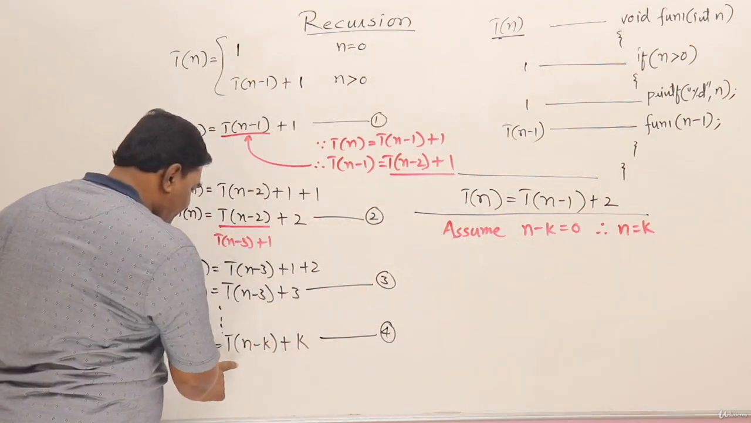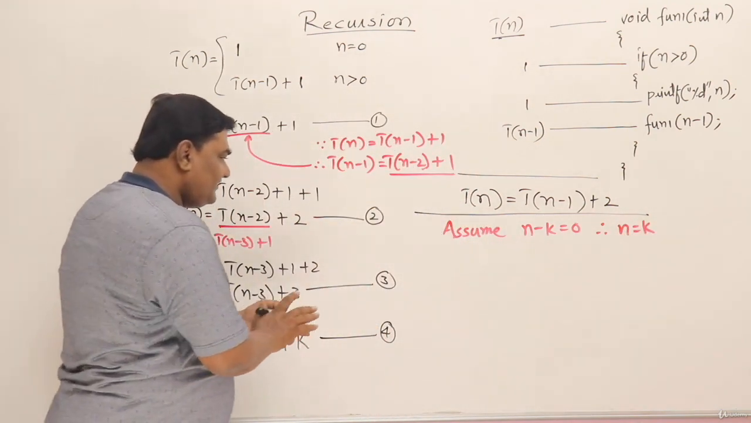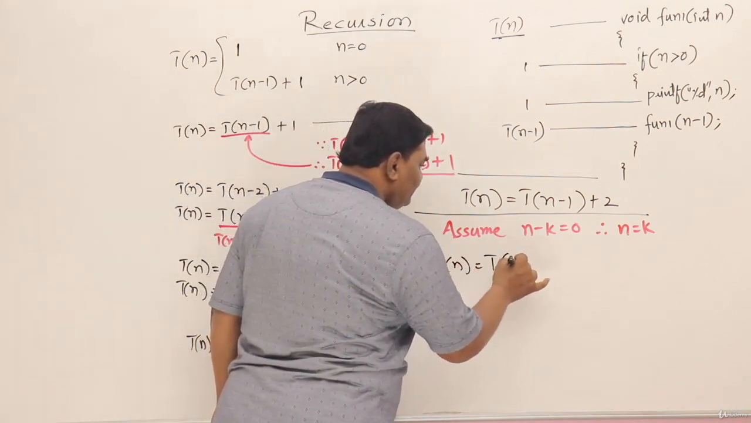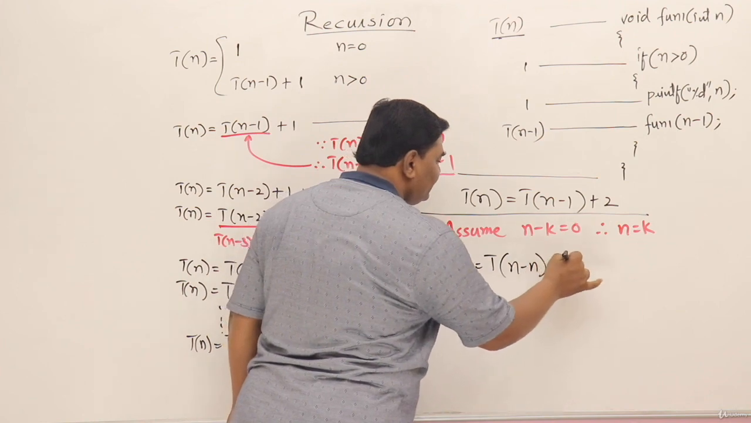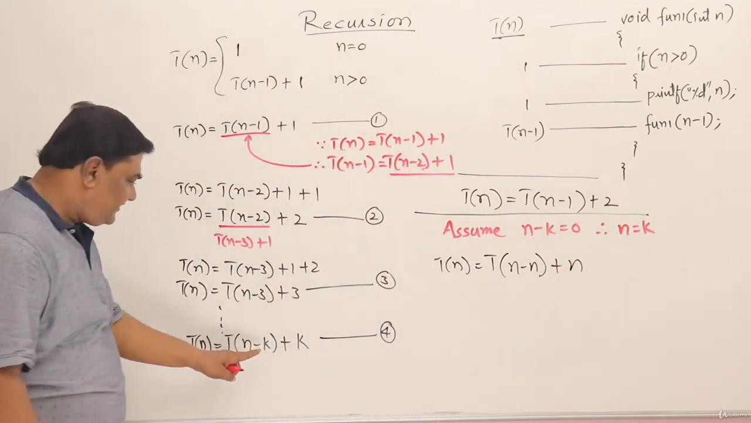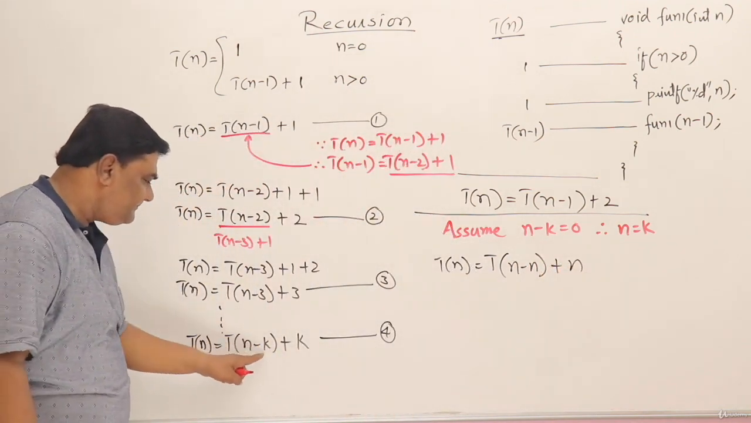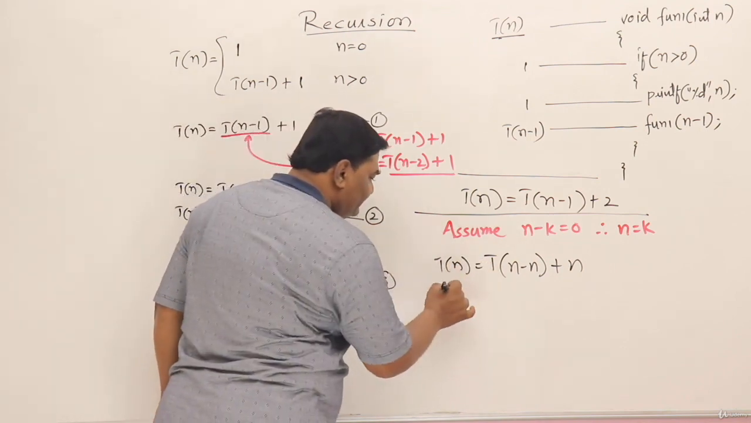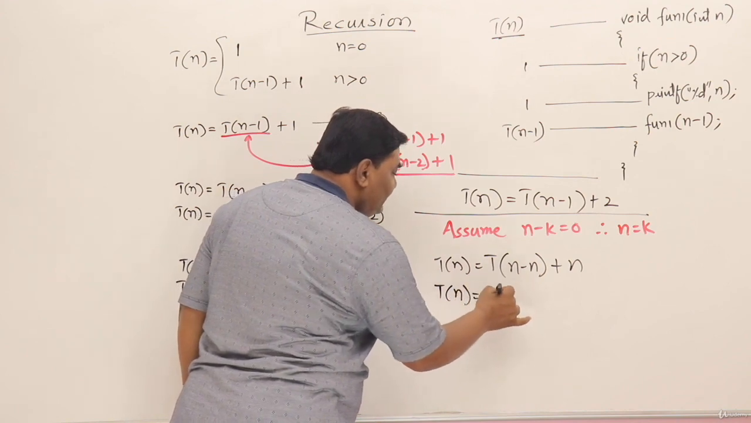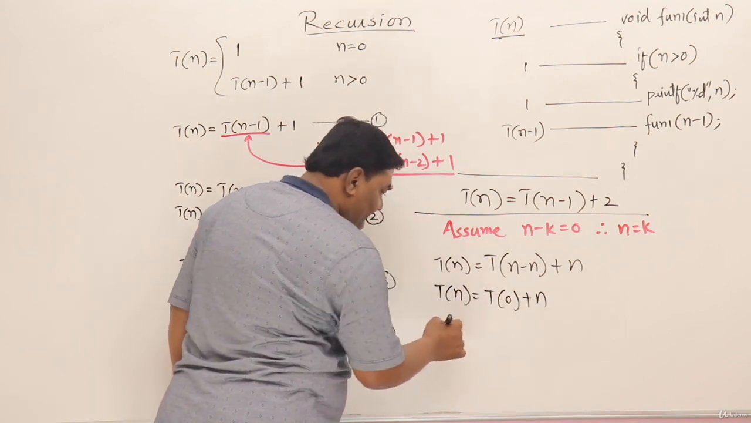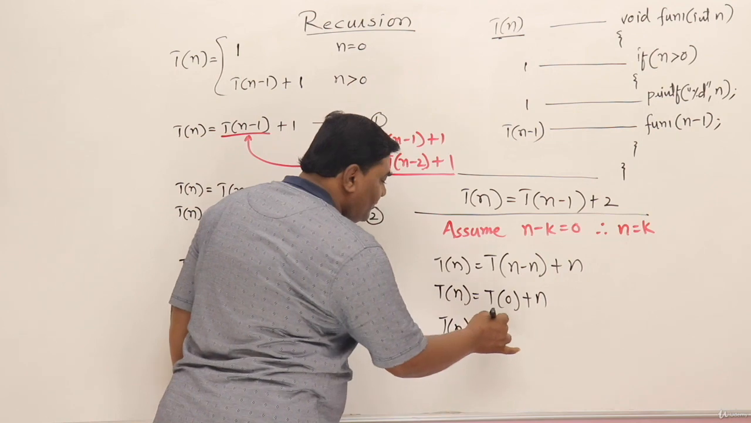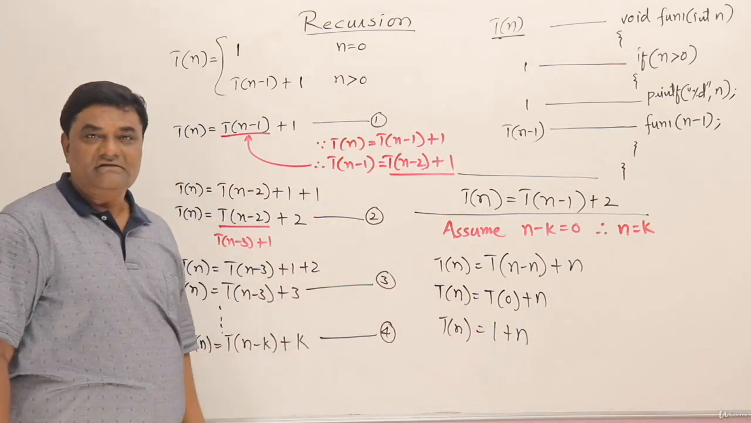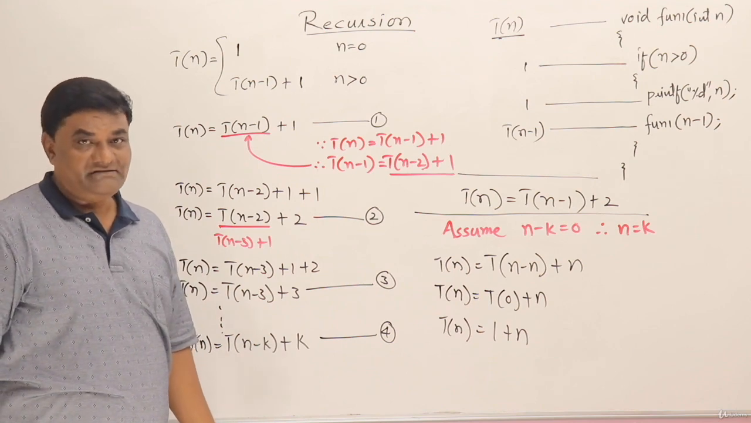So in this equation, if I substitute, that will be T(n) = T(n-n) + n. So in the place of k, I have written n. So n minus n plus n. So I got this one. So this is T(n) = T(0) + n. So T(n) = 1 + n. So that's all, I got the answer. T(n) = 1 + n.